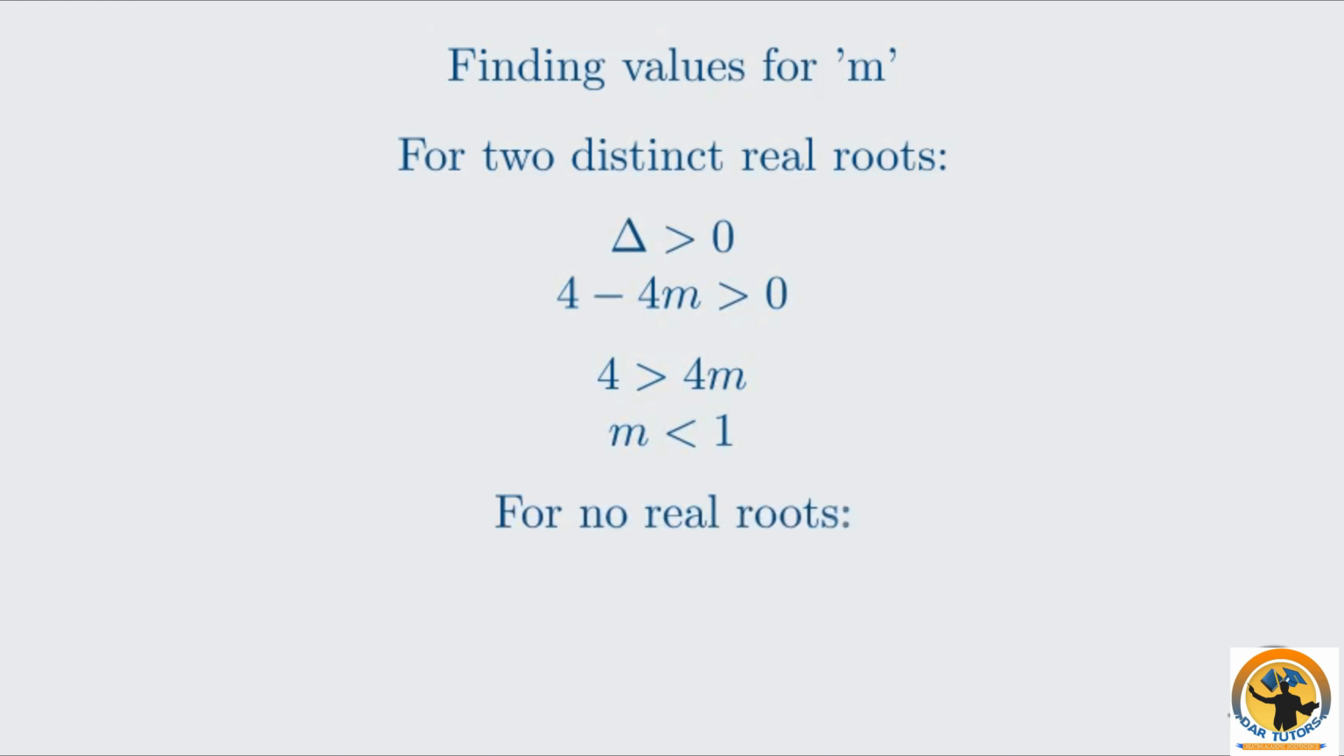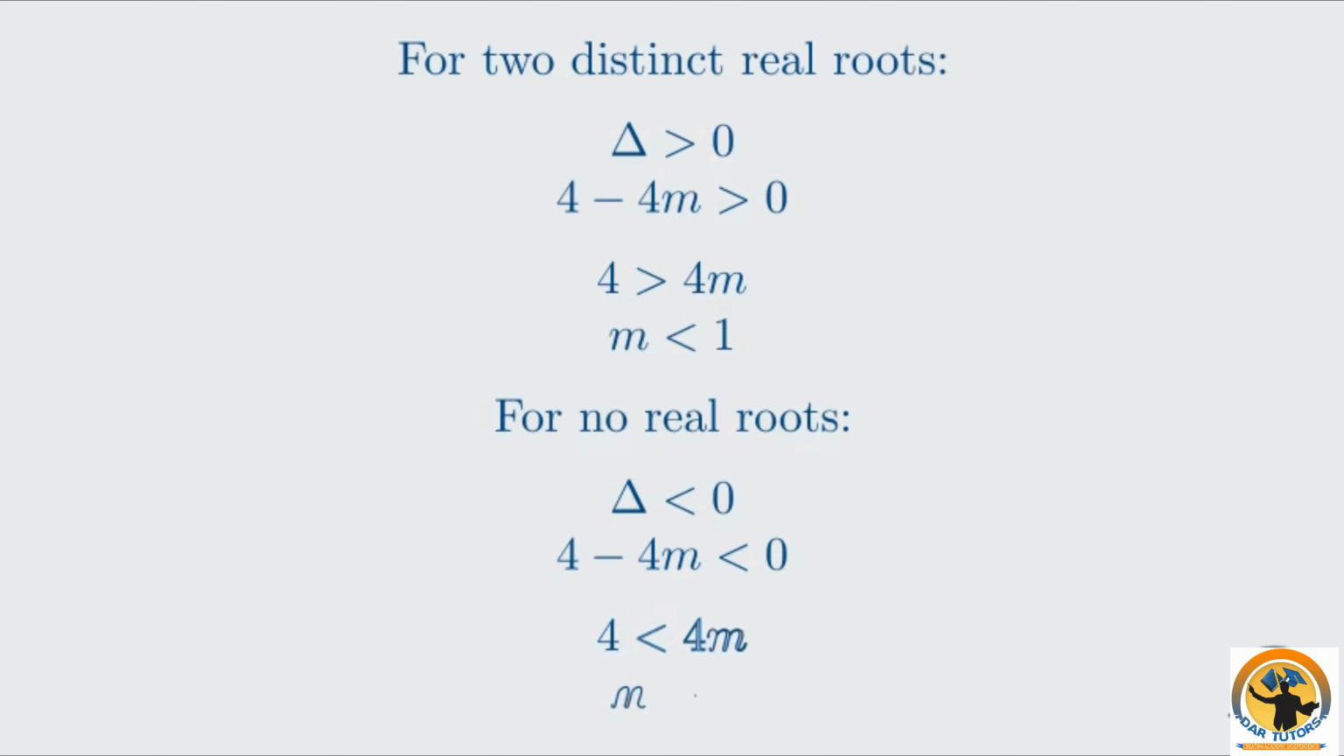For no real roots, the discriminant must be negative. So we set 4 minus 4m to be less than 0. Solving this inequality gives us m is greater than 1. Any value of m greater than 1 will result in no real roots for the equation.